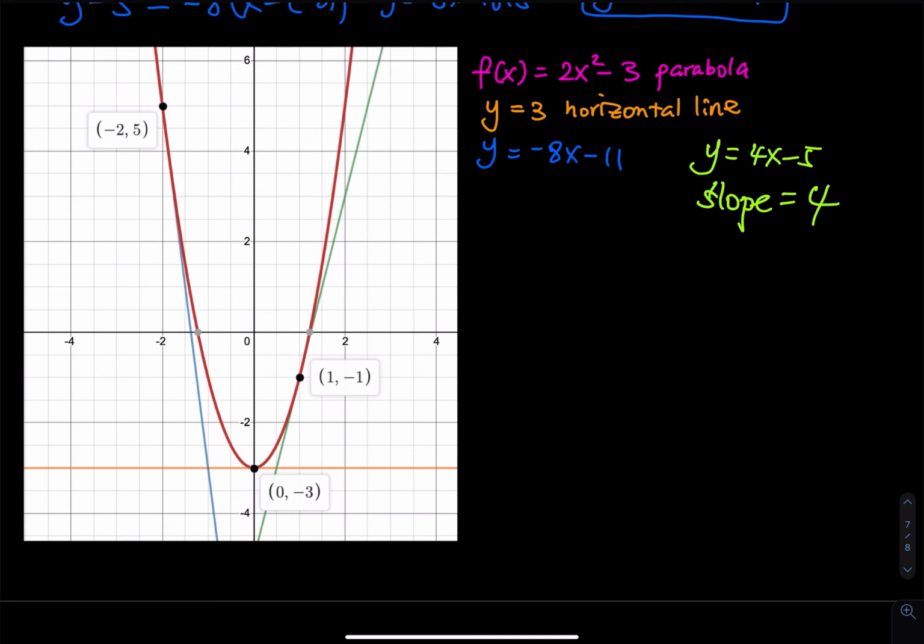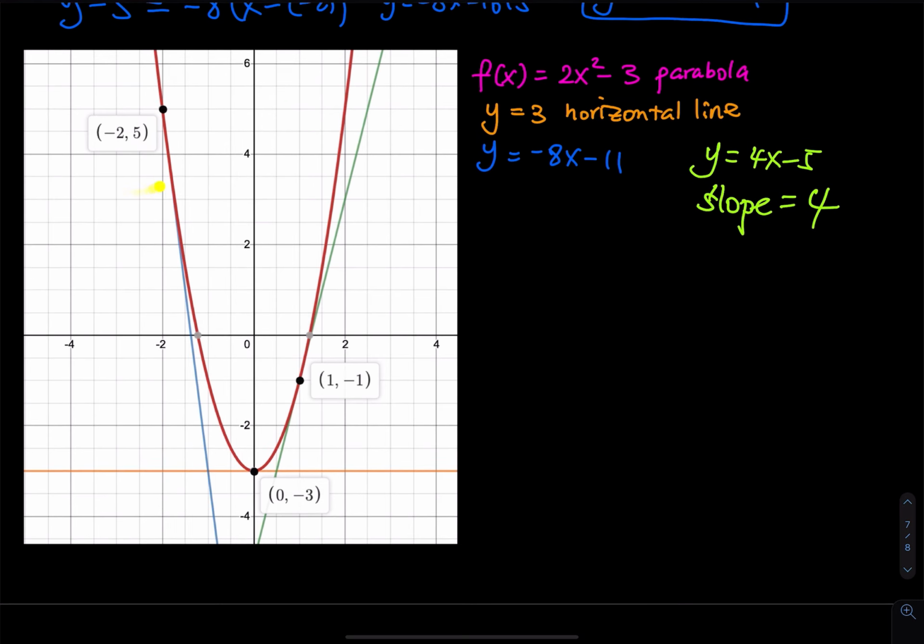And then last but not least, we have the last point, negative 2, 5, which is on the left-hand side of the y-axis. And then what's the slope at that point? The slope is negative 8. So the slope is negative 8 right over here. At negative 2, 5, the slope of the tangent line is the same thing as the slope of the parabola, which is negative 8. Right, so that is the end of this video.